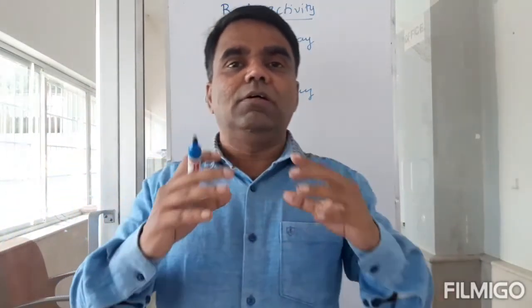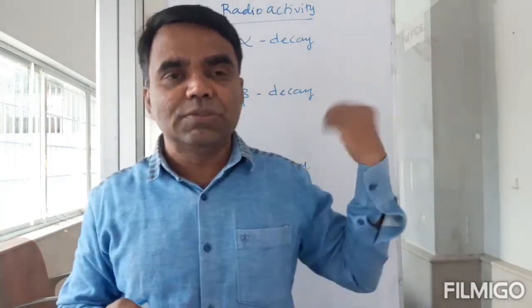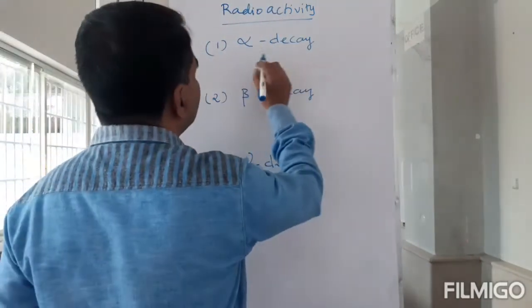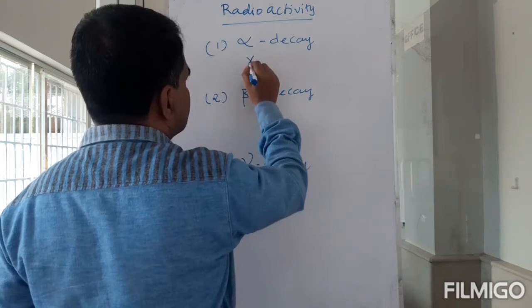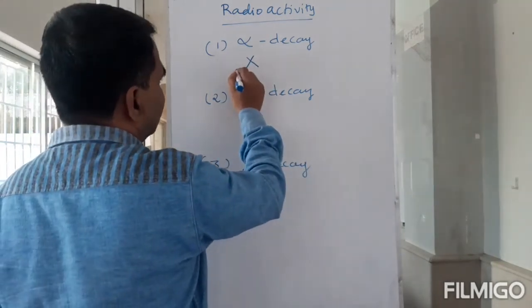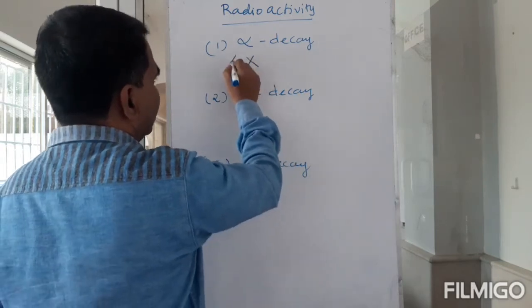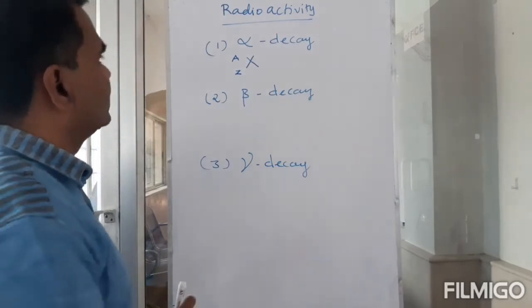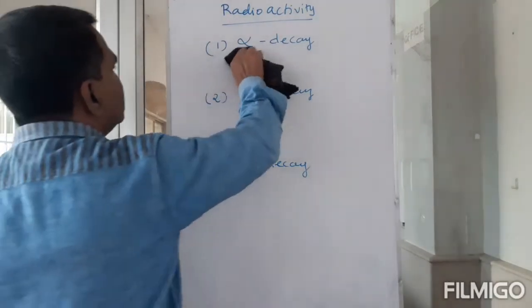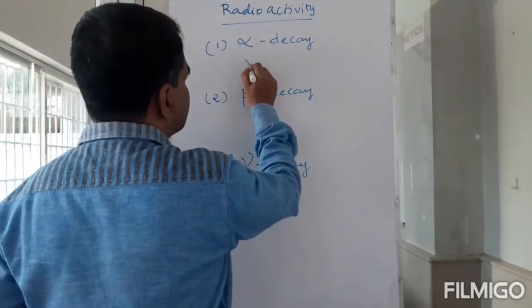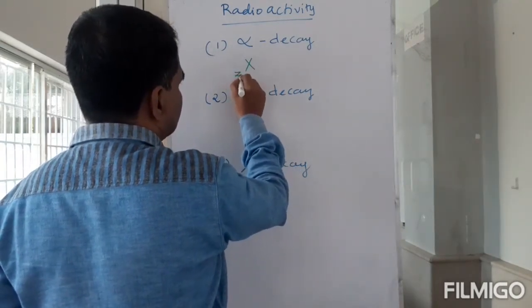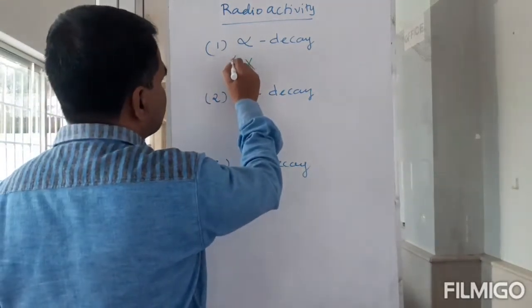So the parent material sends out helium as radiation, and then you get a daughter material. You'll see it here. It's like this. So you have some material, I call this X. And it may have an atomic number Z and a mass number A. So you have an element X, with atomic number Z and mass number A.